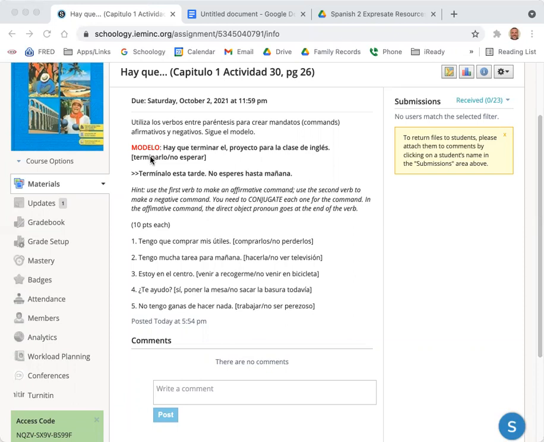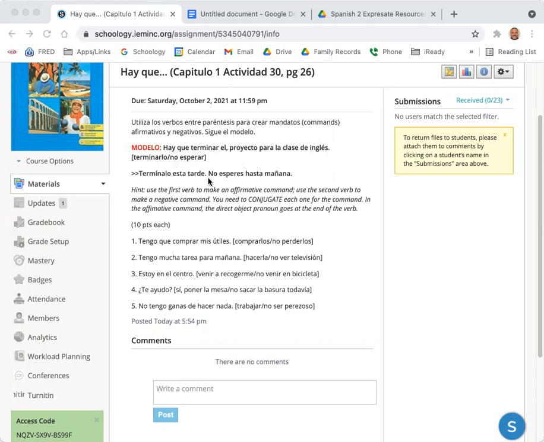Follow the example. So the example is, hay que terminar el proyecto para la clase de inglés. You can ignore this comma there. It'll be gone when you see it. We have to finish the project for English class. All right, so that's the situation. What you're going to do is give two commands. The first command is going to be a positive affirmative command. And the second command is going to use no, as is applied here, to indicate that it's a negative command.